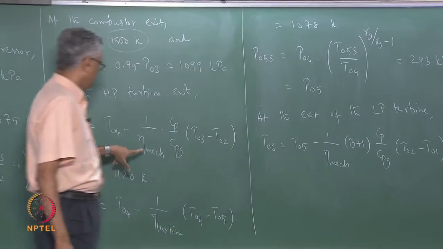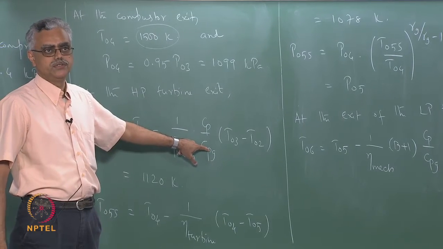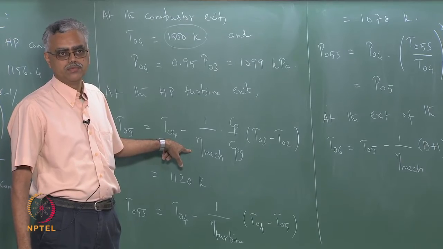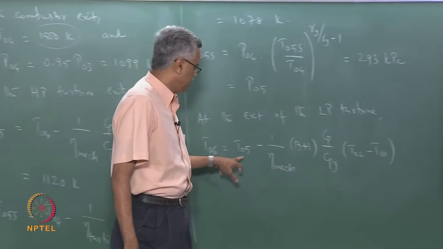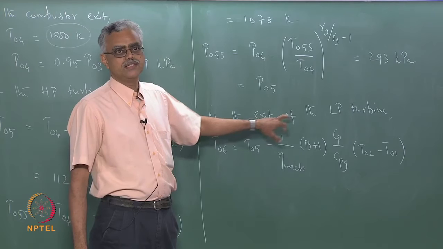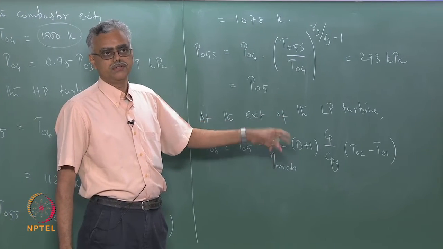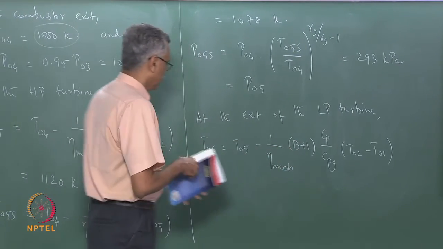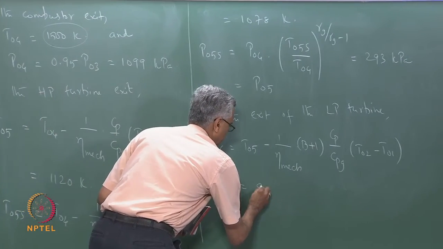Mainly because the HP compressor handles an amount of air equal to m dot h. The HP turbine also handles an amount of air equal to m dot h. So, that m dot cancels out. Whereas, in this case, the LP turbine handles an amount of air equal to m dot h, whereas the fan handles an amount of air equal to m dot c plus m dot h, which is why we are getting this additional B plus 1 here. Okay. So, you substitute the numbers and we get this to be 901 Kelvin.